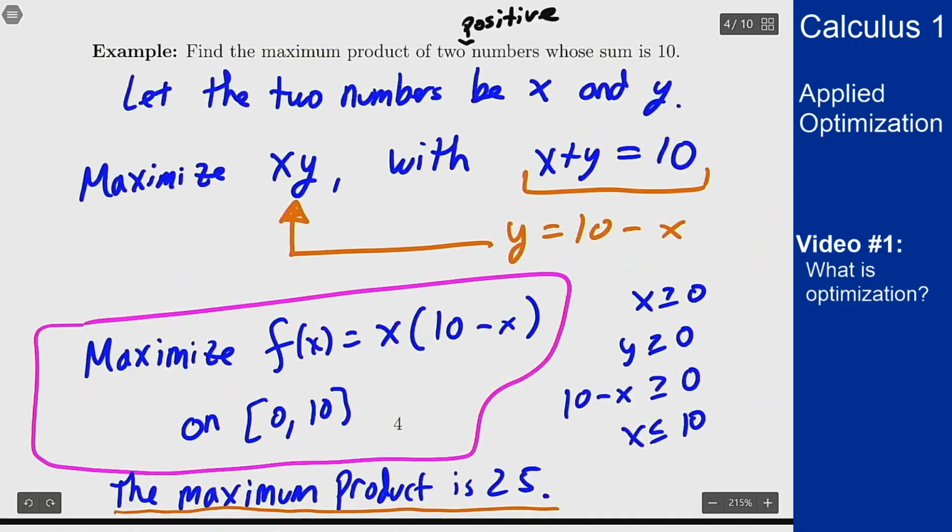These problems here really have two parts. Part 1 is converting the word problem into a calculus problem, and then part 2 is actually solving the calculus problem behind it. The next video will go into a more detailed breakdown of this process and how you actually use it to solve optimization problems.